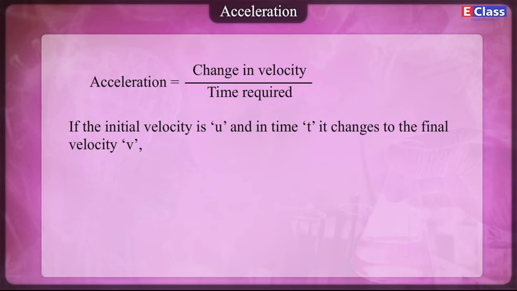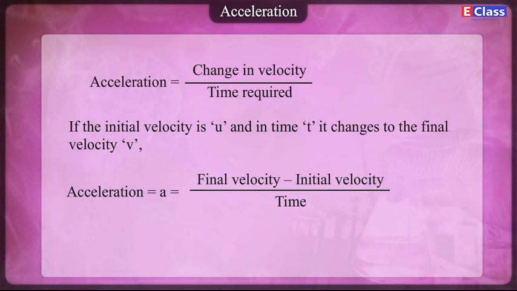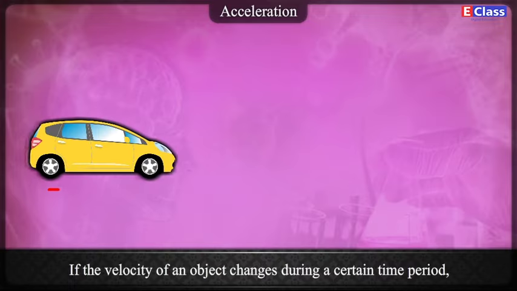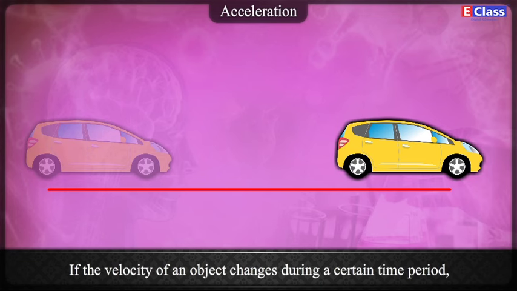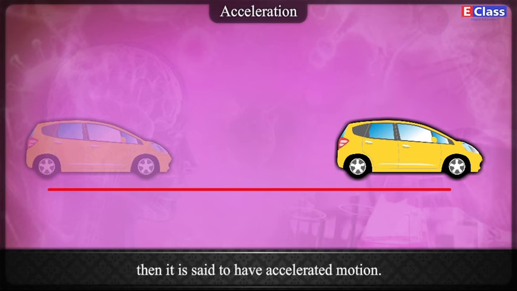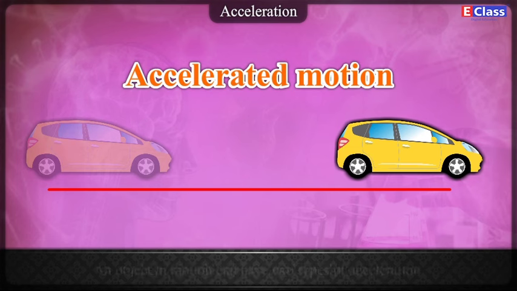If the initial velocity is u and in time t it changes to the final velocity v, acceleration a is equal to final velocity minus initial velocity upon time. Therefore, a is equal to (v minus u) upon t. If the velocity of an object changes during a certain time period, then it is said to have accelerated motion.